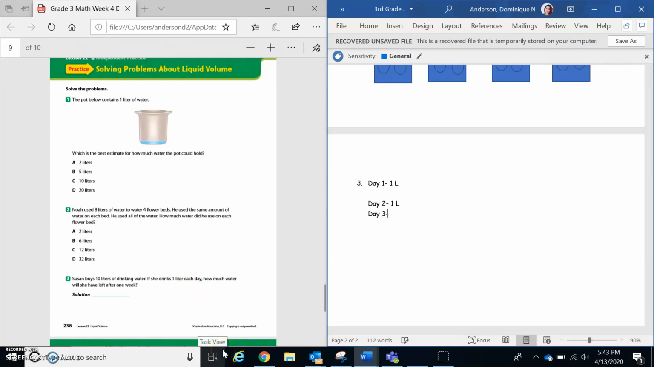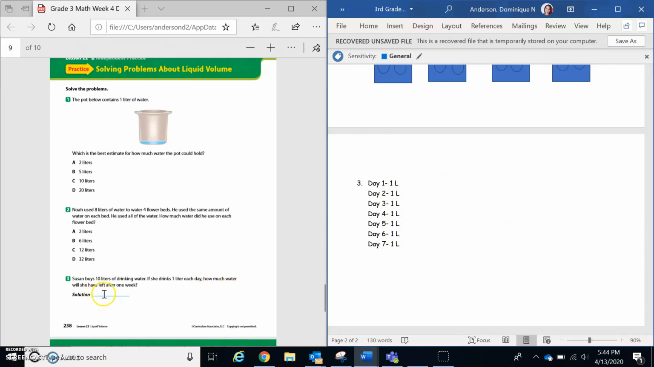Day 3, she drank 1 liter. Day 4, 1 liter. Day 5, 1 liter. Day 6, 1 liter. And day 7, 1 liter. Because remember, there are 7 days in a week, so we only have to stop at 7. So now we know she drank 1, 2, 3, 4, 5, 6, 7 liters in that whole week.